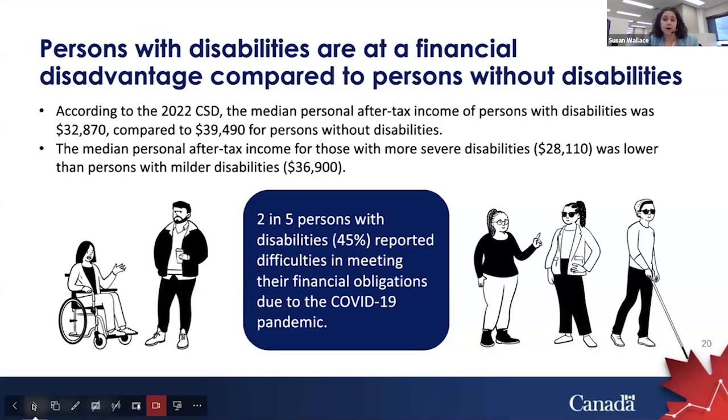Persons with disabilities are at a financial disadvantage compared to persons without disabilities. According to the 2022 CSD, the median personal after-tax income of persons with disabilities was close to $33,000 compared to just over $39,000 for persons without disabilities. This is an instance where analysis by severity again illuminates differences among persons with disabilities, as persons with more severe disabilities had a lower personal median income than persons with milder disabilities.